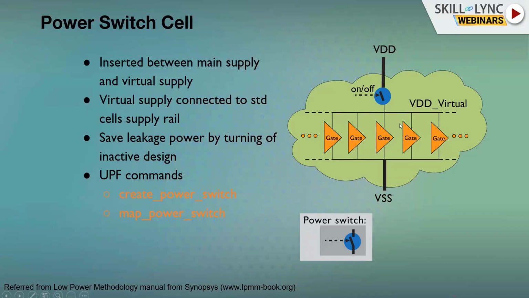So that saves a lot of leakage power. It's not saving your dynamic power here, it is saving your leakage power. We are not reducing or removing the functionality here, we are keeping the functionality as it is, and based on the functionality we are trying to control the on-off mechanism. The construct used for this is create power switch, and the other construct used when you do implementation is the map power switch command.